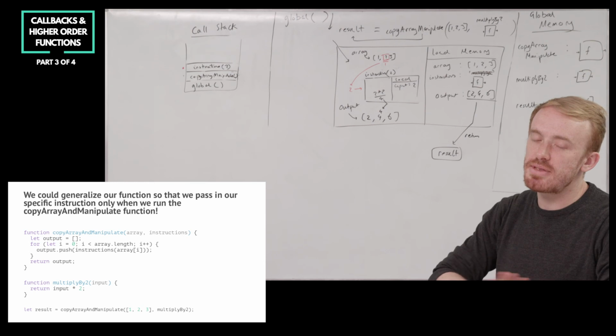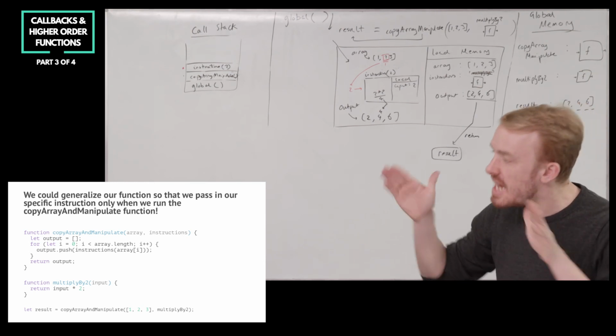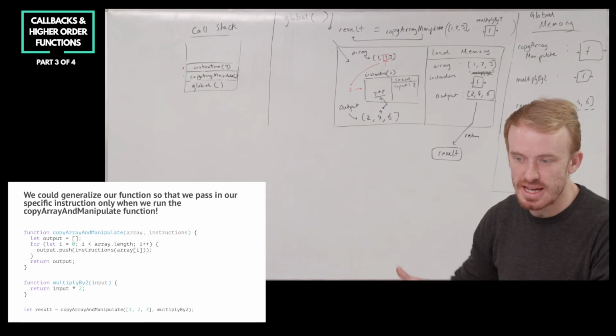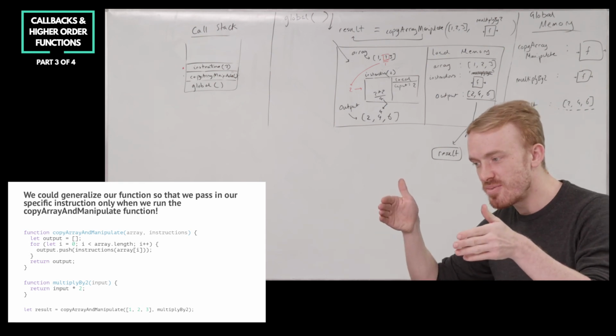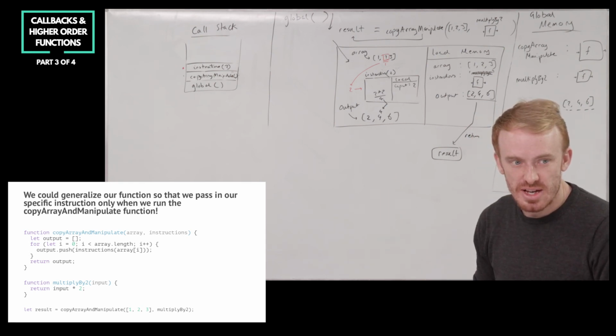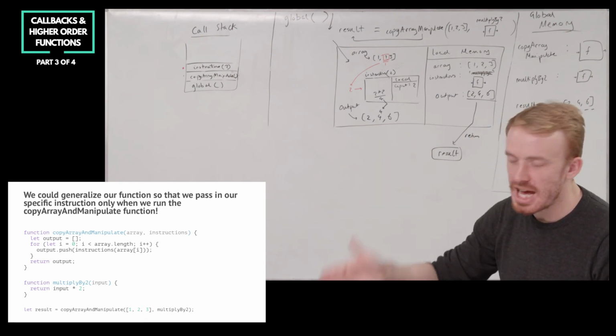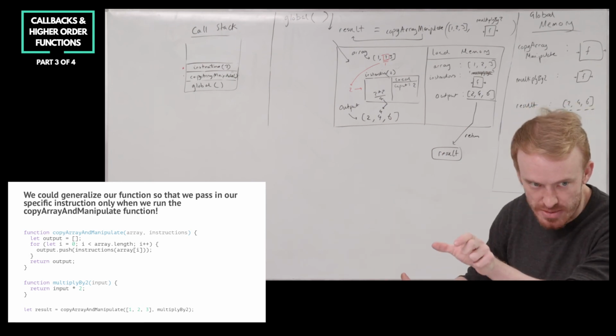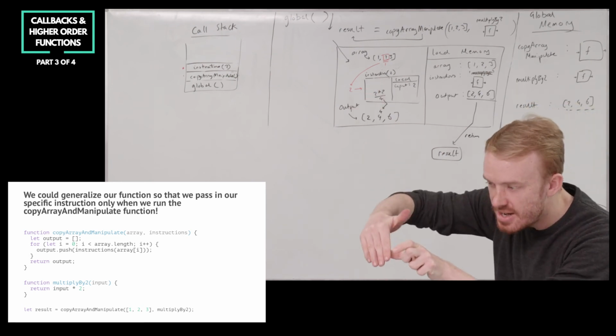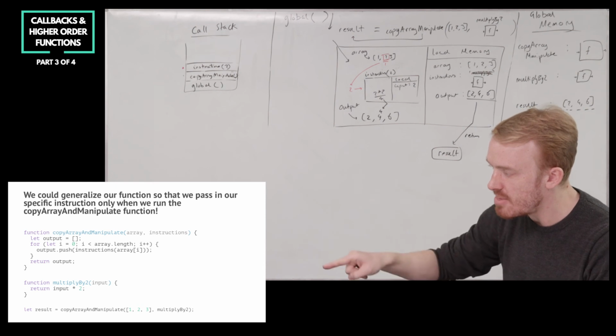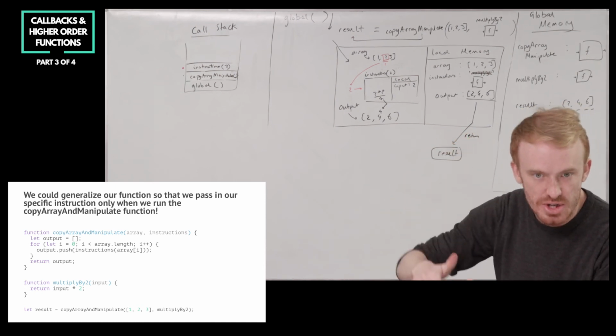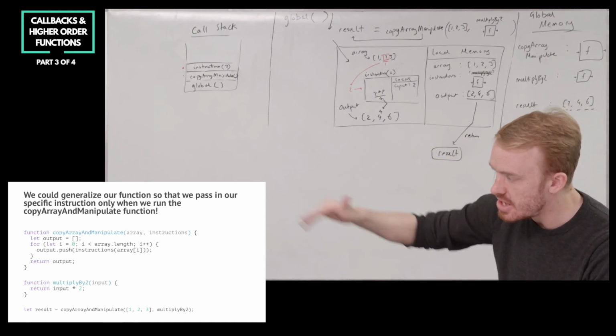We achieved the same thing as copy array and multiply by 2, but we never specified in copy array and manipulate that this will multiply each element by 2. We left it blank what was going to happen to each individual element. We left a placeholder for it, and then threw in, only when we ran copy array and manipulate, the specific instructions we're going to apply to each individual element.